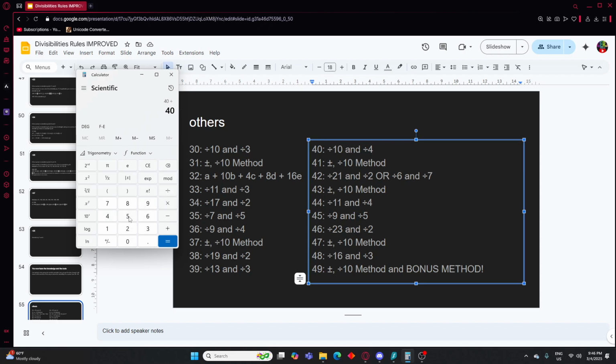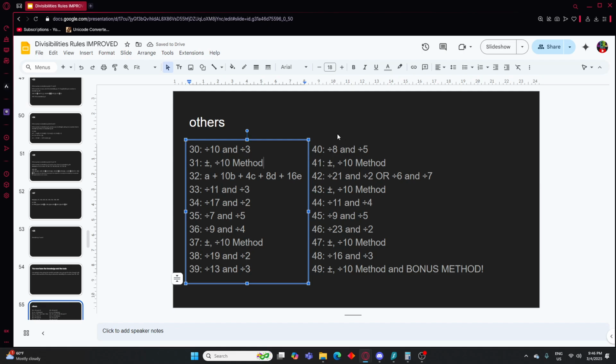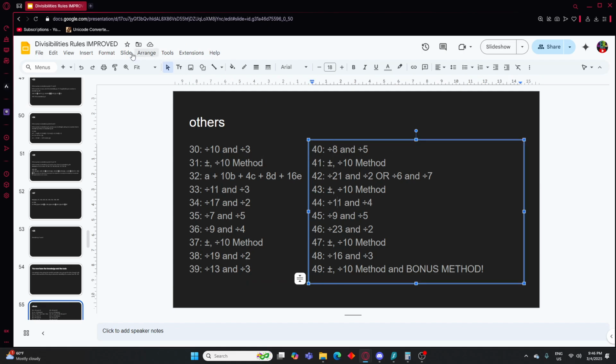4 is obviously 10. 5 is 8. 8 and 5. Yeah, 8 and 5. That's what it is. So if a number is divisible by both 8 and 5, then it has to be divisible by 40. 8 and 5 share no least common multiples. There is no number that is both divisible by 5 and 8 that isn't also divisible by 40.